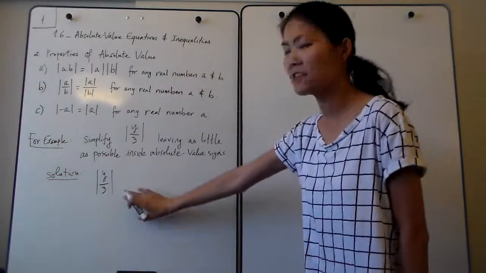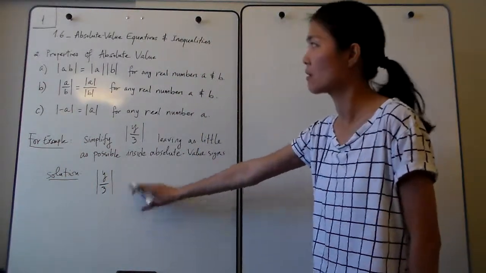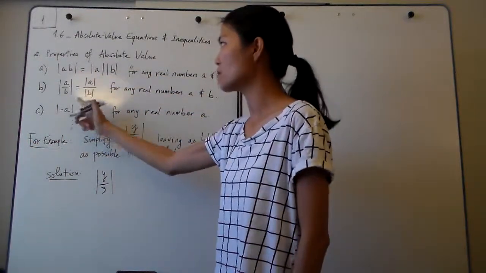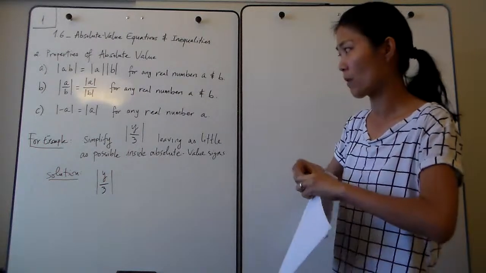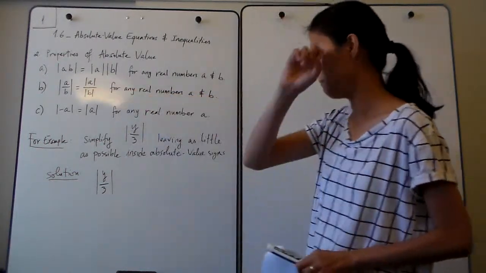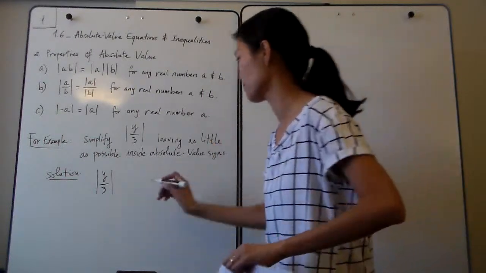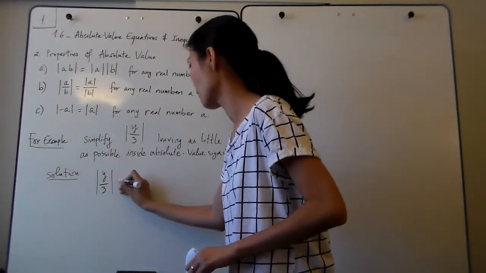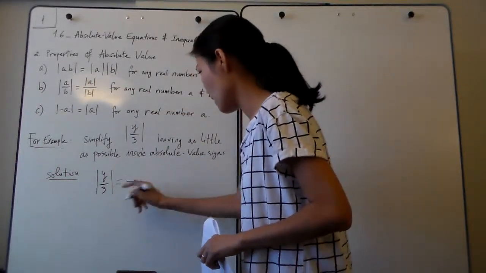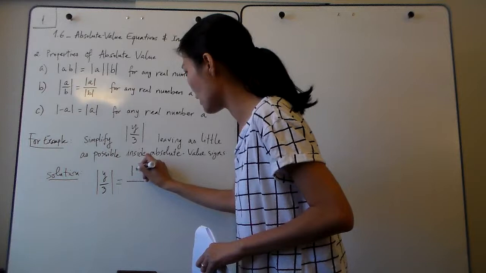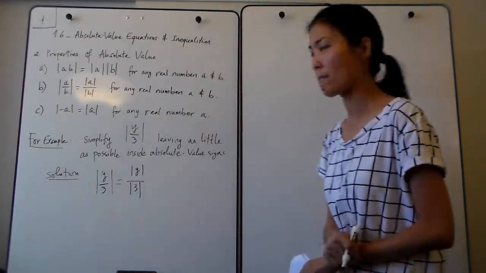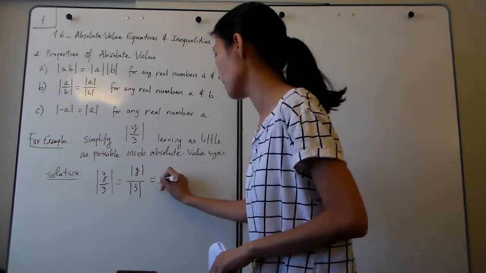Now, when you see this, which property are you going to use? First one, multiplication. Second one, division. Or the third one? Which one? The second one, right? Division. So using this property, it's going to be absolute value of y on top, divided by absolute value of 3 at the bottom. Okay? Simplify further.